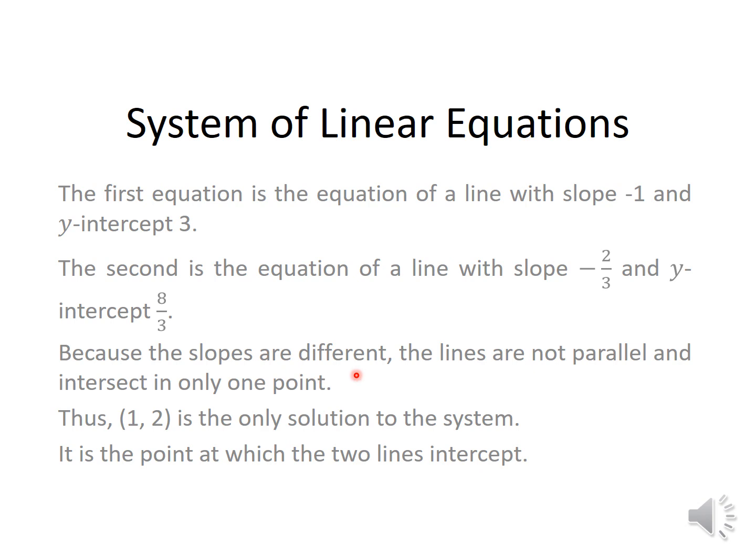Because the slopes are different, the lines are not parallel and intersect in only one point. So (1, 2) is the only solution to this system. It is the point at which the two lines intersect.